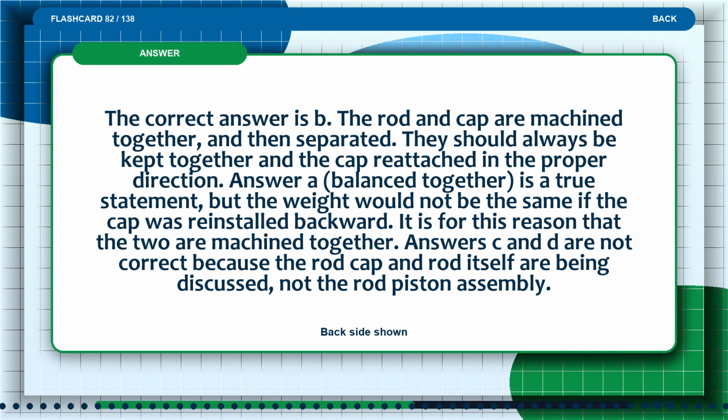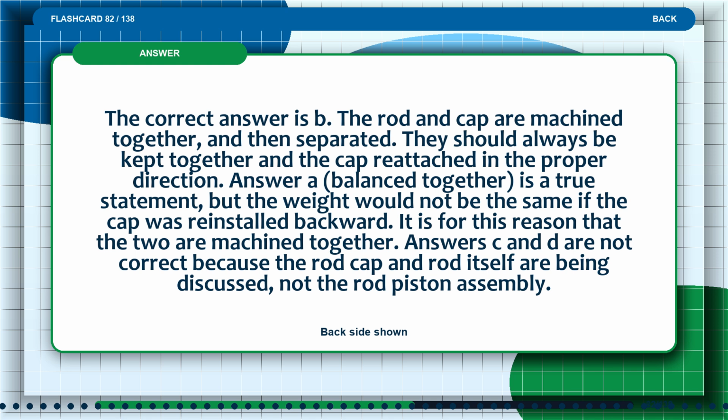The correct answer is B. The rod and cap are machined together and then separated. They should always be kept together and the cap reattached in the proper direction. Answer A, balanced together, is a true statement, but the weight would not be the same if the cap was reinstalled backward. It is for this reason that the two are machined together. Answers C and D are not correct because the rod cap and rod itself are being discussed, not the rod piston assembly.